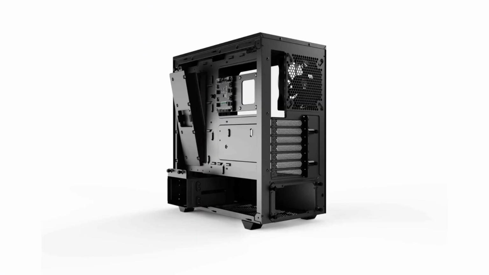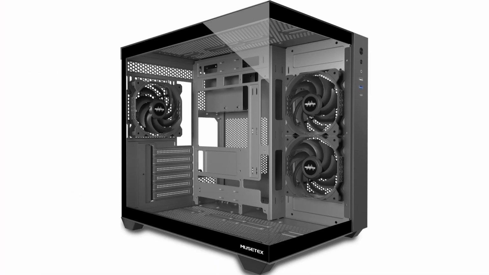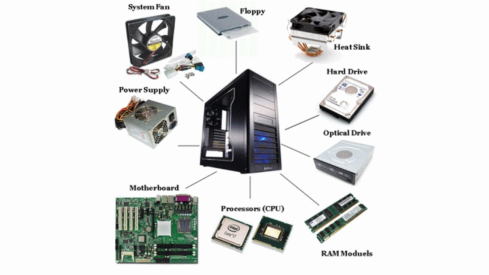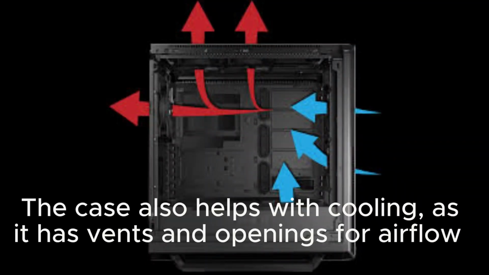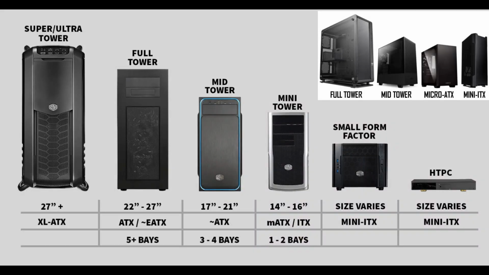Finally, the case. The case is the outer shell of the computer. It houses and protects all the internal components. The case also helps with cooling, as it has vents and openings for airflow. Cases come in different sizes and styles, from compact builds to large gaming or high-performance PCs.